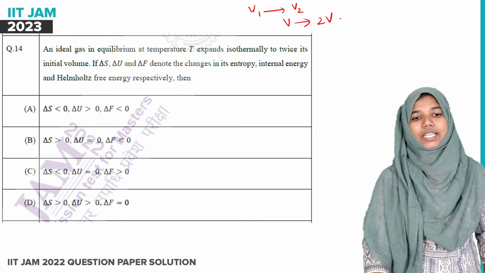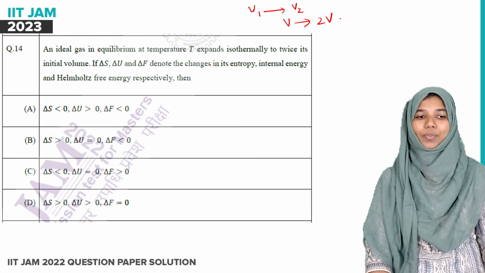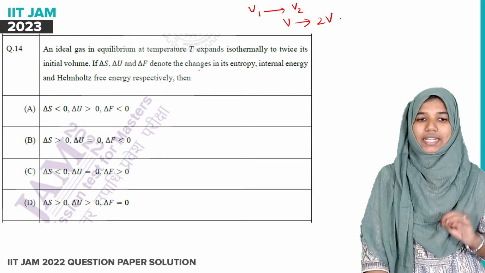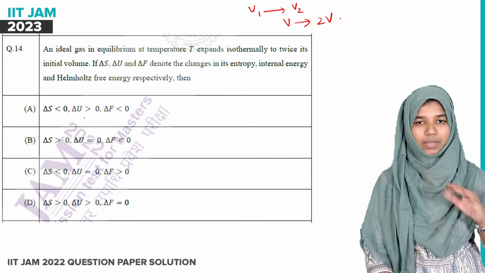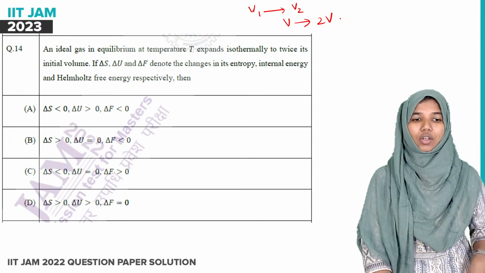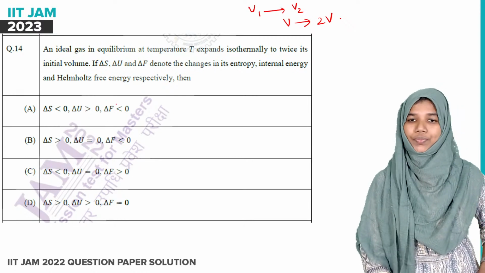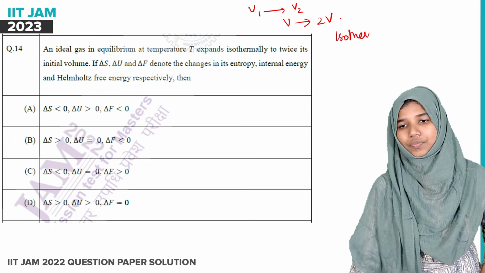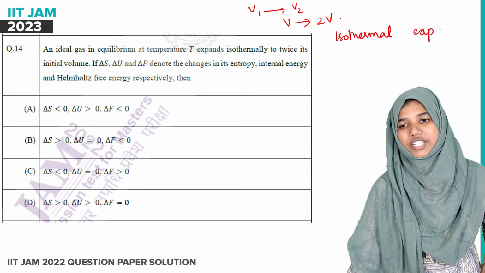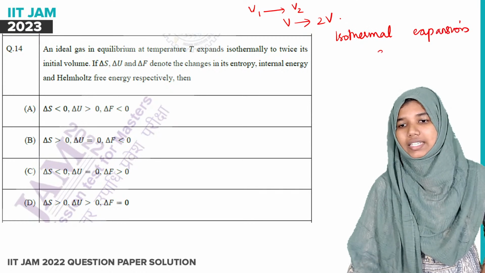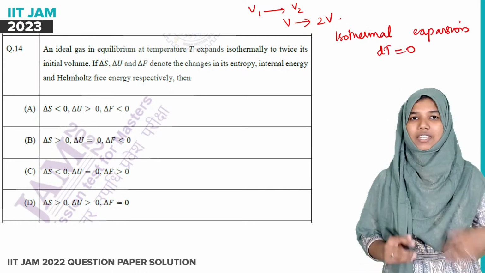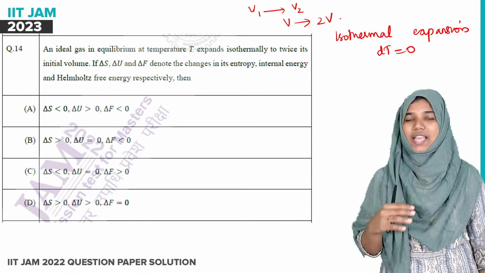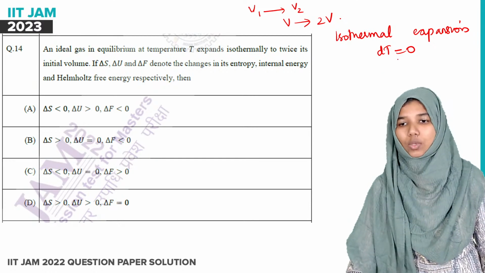If delta S, delta U and delta F denote the changes in its entropy, internal energy and Helmholtz free energy, these changes are whether positive and greater than 0, or equal to 0, or less than 0. Okay, so first it is given isothermal expansion, which implies dT is equal to 0. Isothermal expansion means the temperature difference is 0. Okay, that is the expansion at constant temperature. So dT is equal to 0.